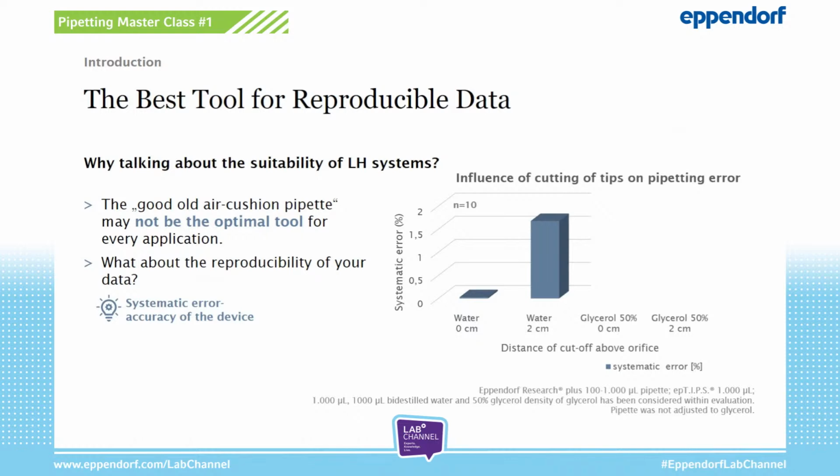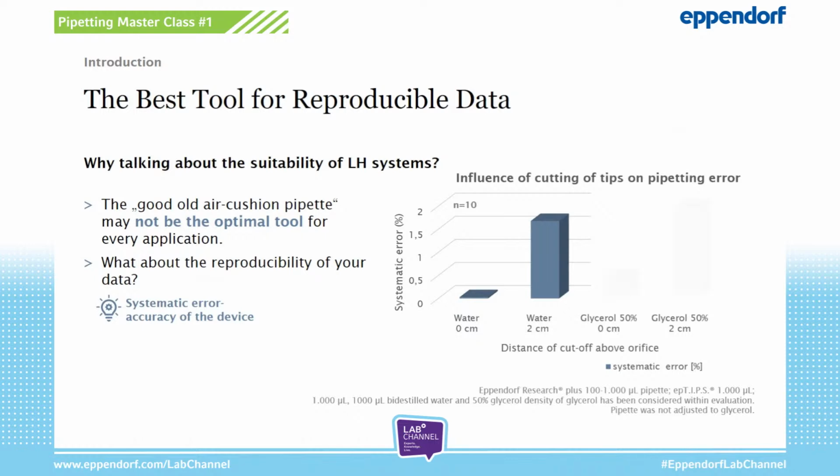And as expected, this error is minimal when pipetting water with the intake tip, as it should be. But we also see that cutting the tip leads to an enormous increase in the systematic error, even when pipetting water. Cutting the tip has a negative effect on the pipetting result. This just shows clearly that pipette and pipette tip should be understood as a system.